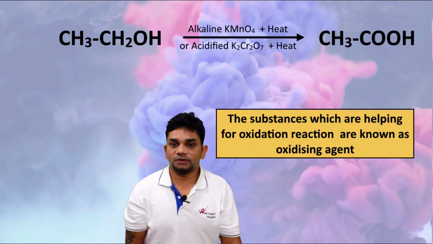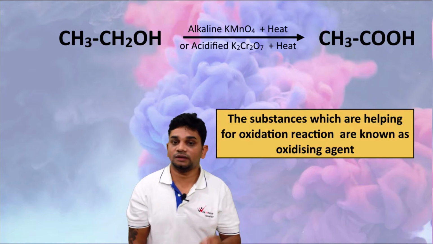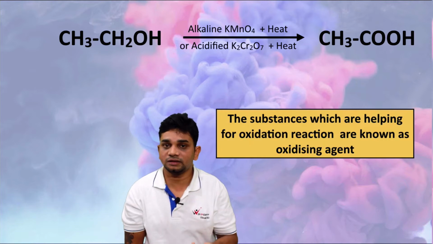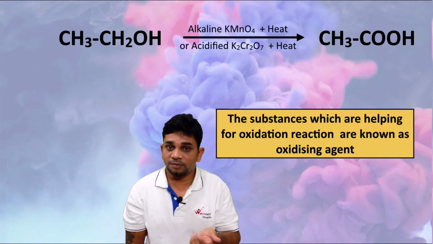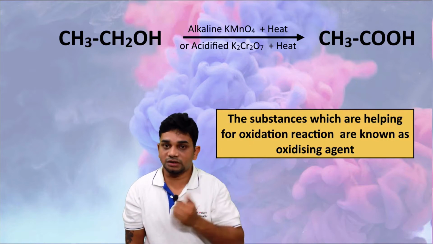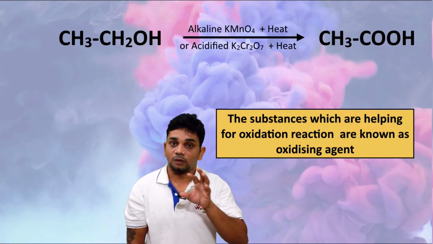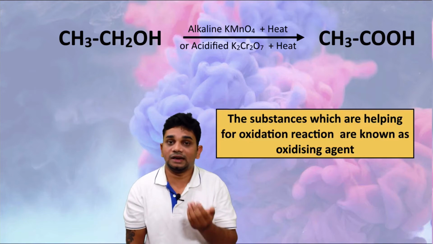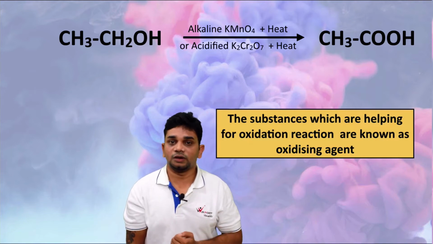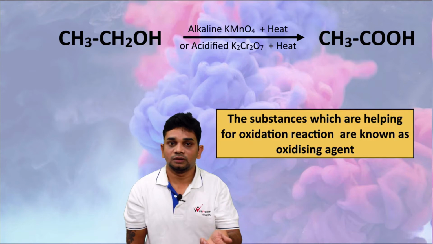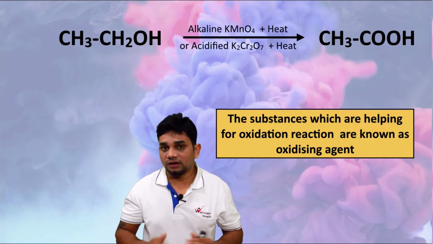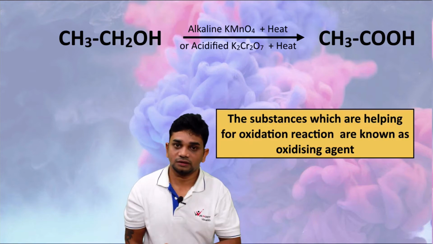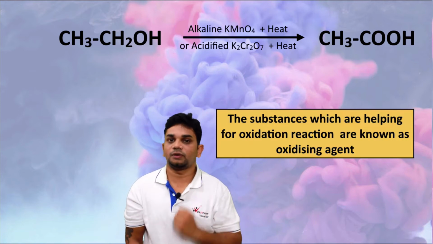The substances which help in the oxidation reaction are known as oxidizing agents. Here it is the oxidizing agent, right? What is an oxidizing agent? Do you remember the experiment? Glycerol is undergoing combustion. It is oxidation actually. The oxidizing agent is potassium permanganate. Here the oxidizing agent is alkaline KMnO4 or acidified K2Cr2O7. They will help for the oxidation. This chemical will help to oxidize a substance. That is an oxidizing agent. Then what about a reducing agent? They will help for reduction.